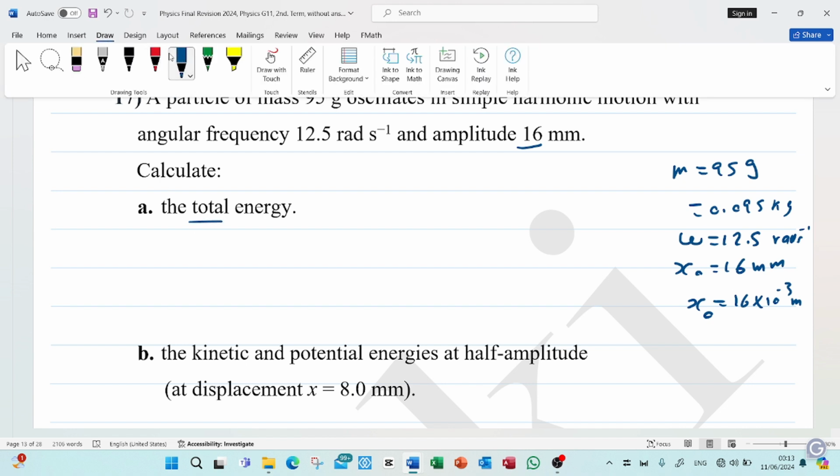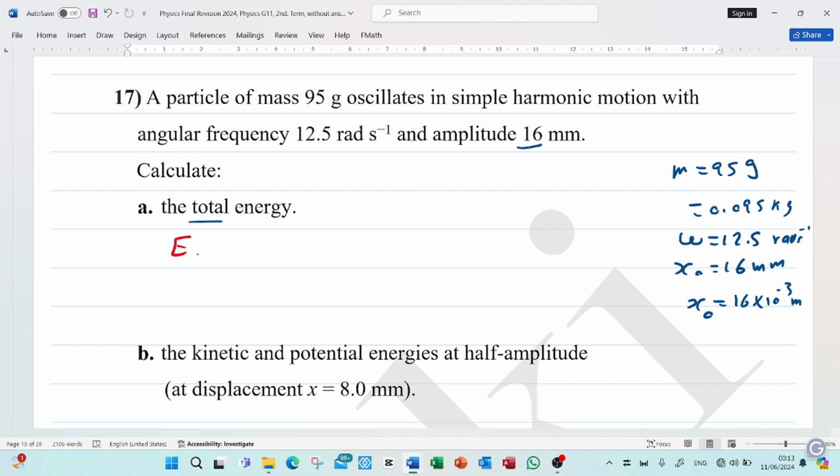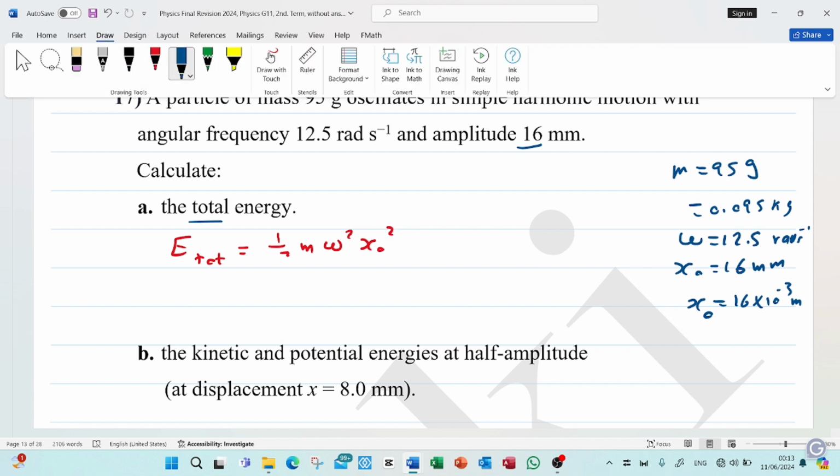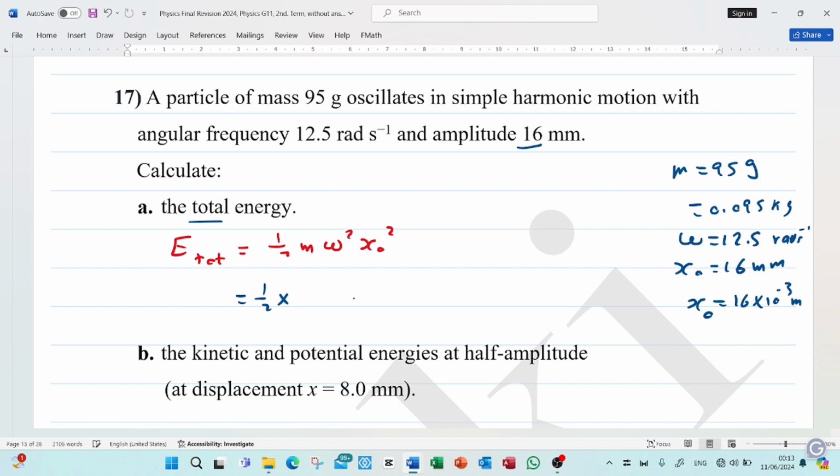From the formula sheet, E total equals half m omega squared x naught squared. Now we just do substitution. So it's half multiplied by m, which is 0.095, multiplied by omega, which is 12.5 squared, multiplied by x naught, 16 times 10 to the power negative 3, squared. The answer by using the calculator is 1.90 times 10 to the power negative 3 joule.